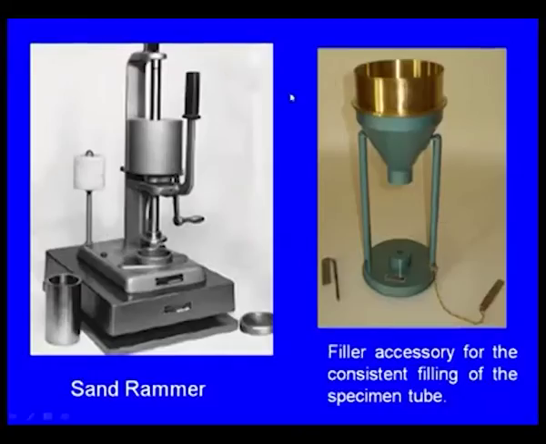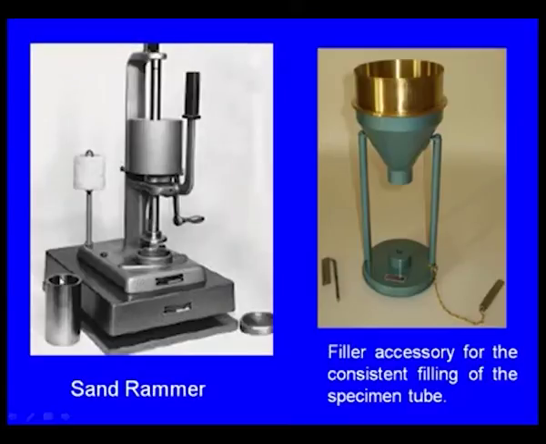We will make a sand specimen, generally 2 inches in diameter and 2 inches in height, and generally about 2000 cc of air will be made to pass at a particular pressure. We have to see whether it passes through or not. That is how we measure the permeability.